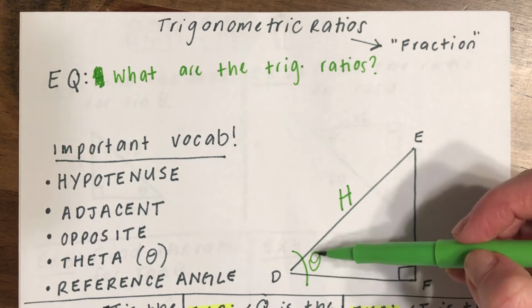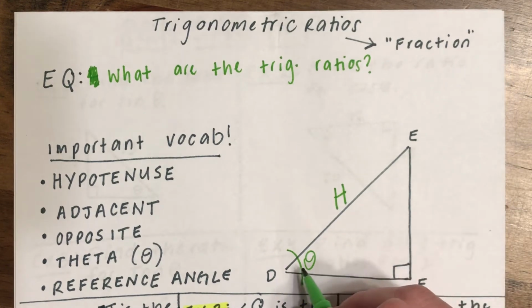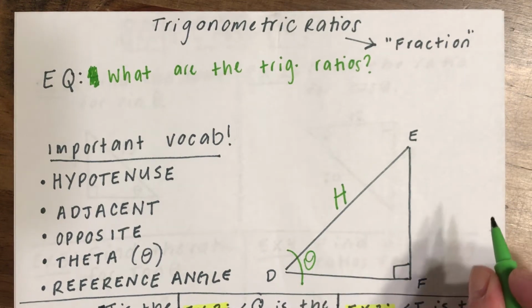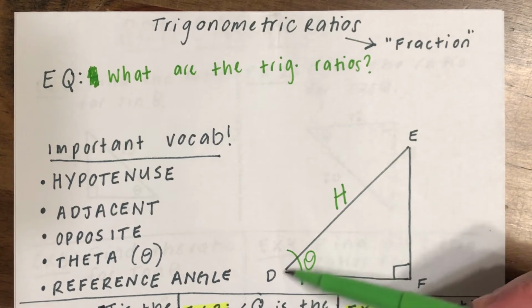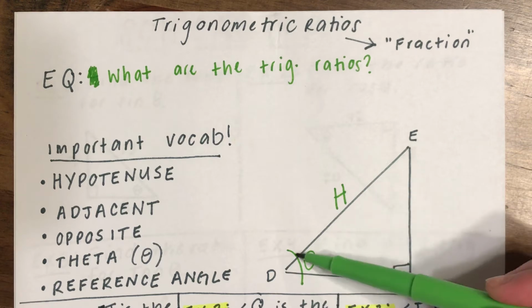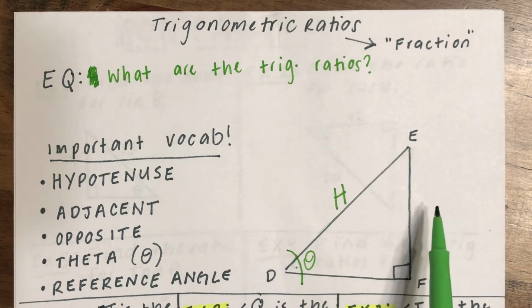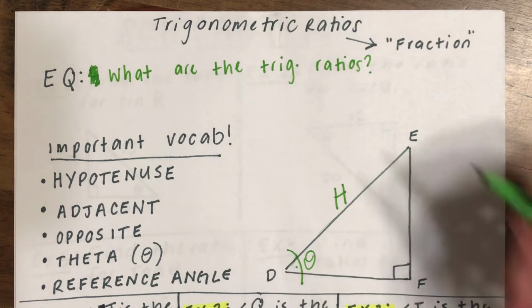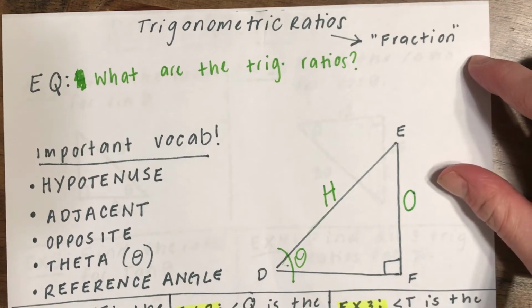Since we chose D as the reference angle, our opposite side is going to be the side that is across from the reference angle. If you look in the triangle, the hypotenuse is obviously right here next to D, and then this side, DF, is also right next to angle D. It creates that angle with the hypotenuse. That means the side opposite, not touching that angle, is EF. And again, we're going to use an O to show the opposite side.